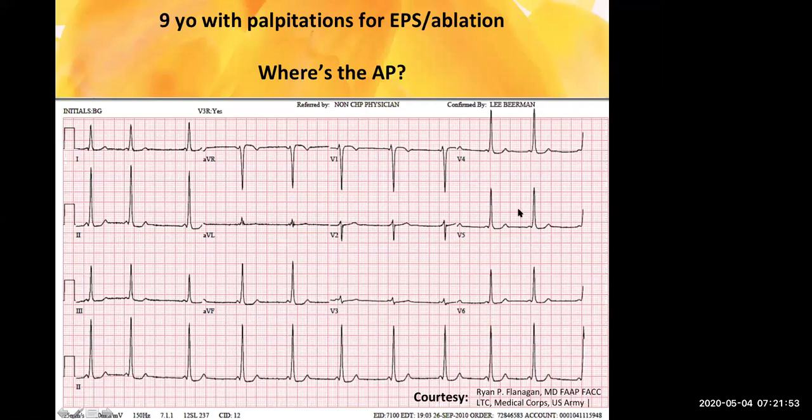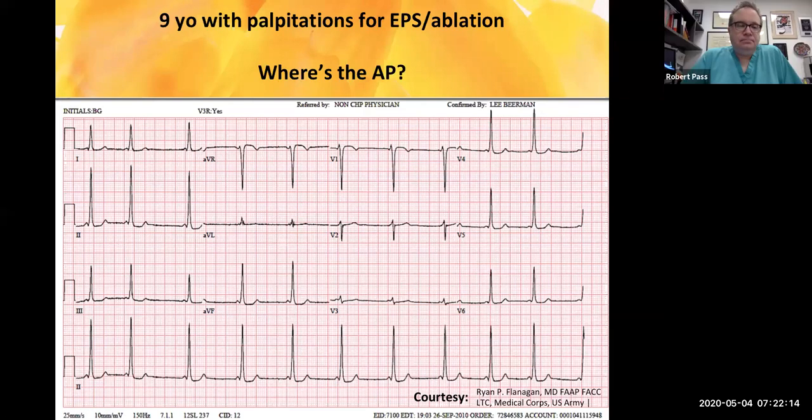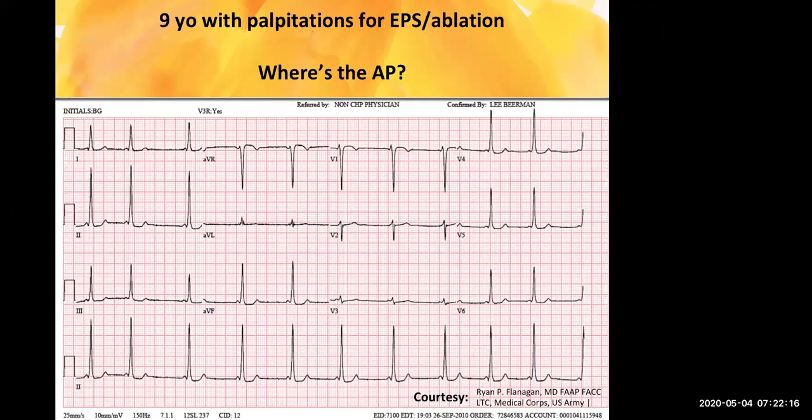So in the 12 lead, you can see it is an accessory pathway because there's a short PR and a delta wave. And the way that you can tell where the pathway is, I've used the Arruda algorithm, which I don't remember off the top of my head, but let me see.